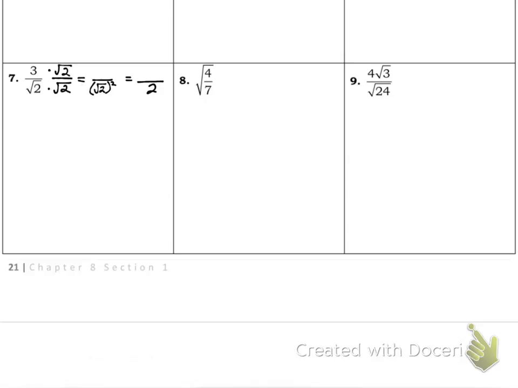It doesn't change anything. Right? Table times 1 is still table. I don't have 2 tables. I just have 1 table left. So I'm really just multiplying by 1, which means I have 3 times square root of 2 on top, which means I really have 3 times square root of 2 over 2, and that's 100% fine. I no longer have a radical in my denominator.